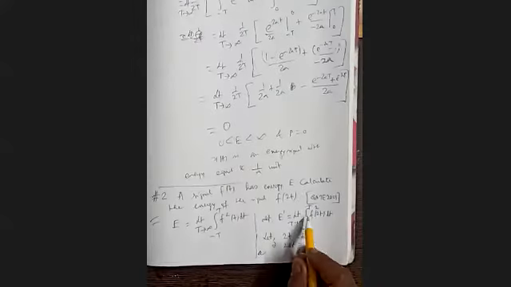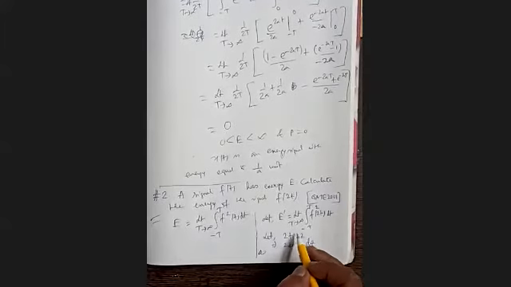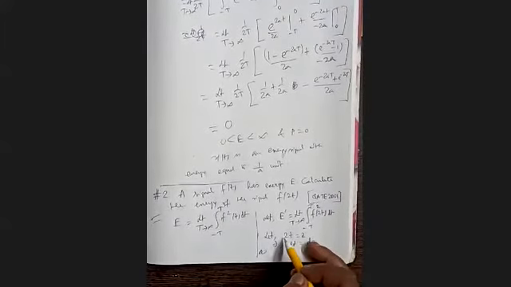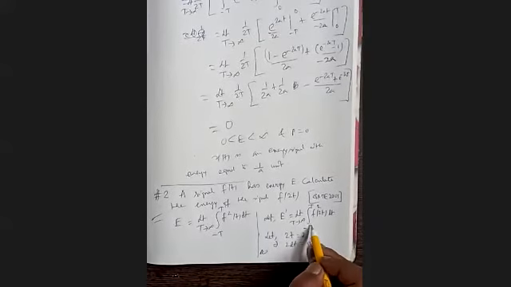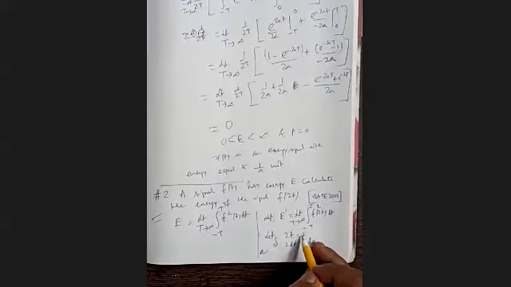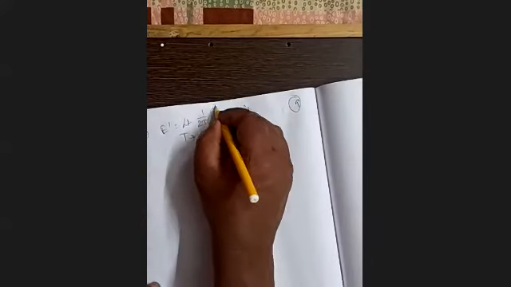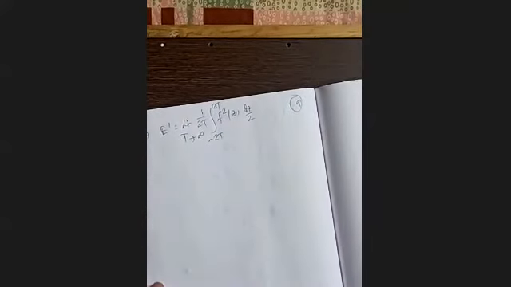And what about the limit? When small t equal to capital T, our z will be 2 into capital T. And when small t equal to minus capital T, z is equal to minus 2 into capital T. So the limit is minus 2 into capital T to plus 2 into capital T.